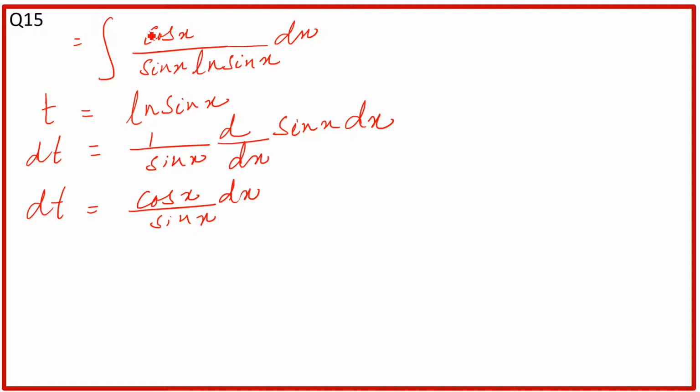Now see this cos x divided by sin x dx. Instead of this, we can write dt, the integral of dt, and natural log of sin x we have supposed is equal to t, so divided by t. Now the question is very simple. Again, one more time, cos x divided by sin x into dx is equal to dt. So the function is in the denominator and the derivative is in the numerator, so it is equal to natural log of the variable t plus c.